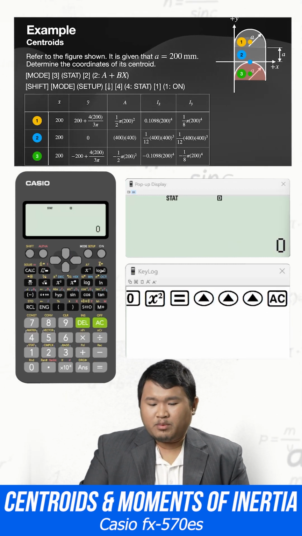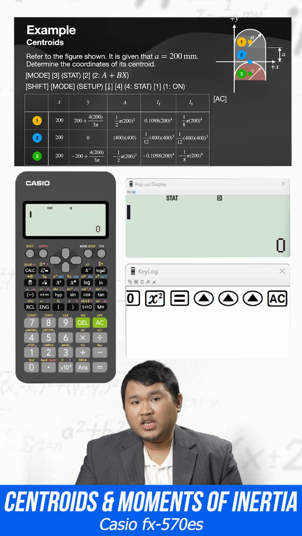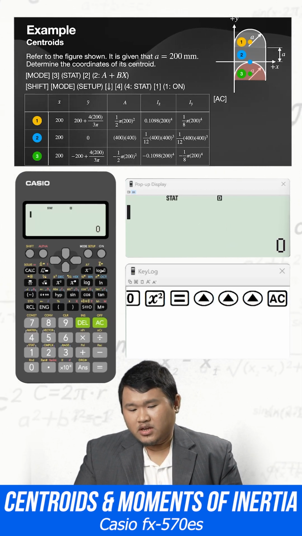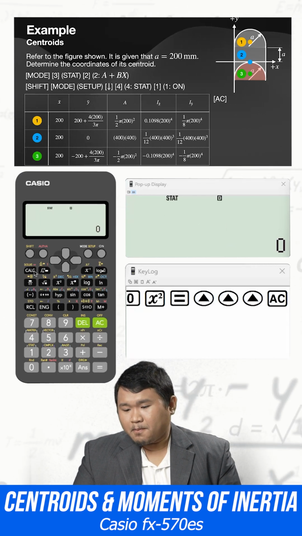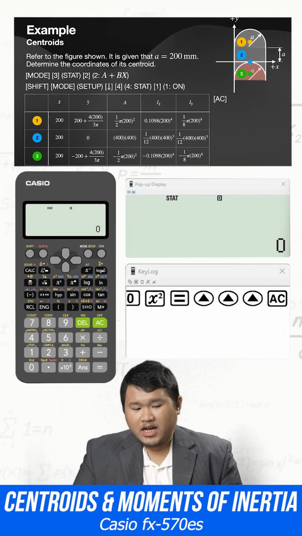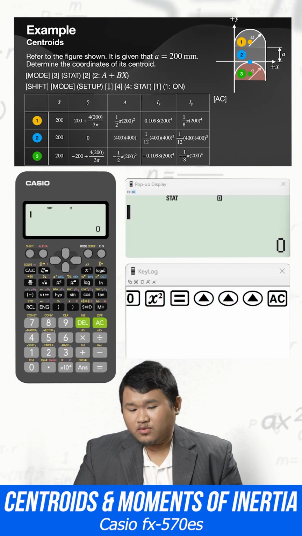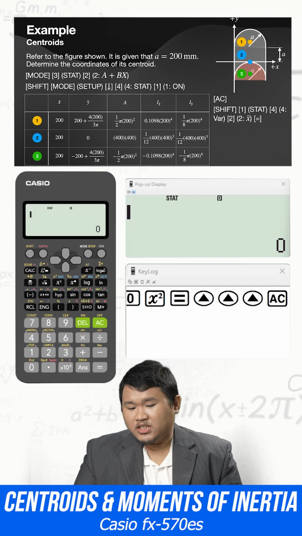Again, we will press AC instead of the OFF key. Otherwise, your inputted data will be removed permanently. So we'll press AC. Now, let's get the X and Y coordinates of the centroid of the shape. So to do that, we will input this key sequence.